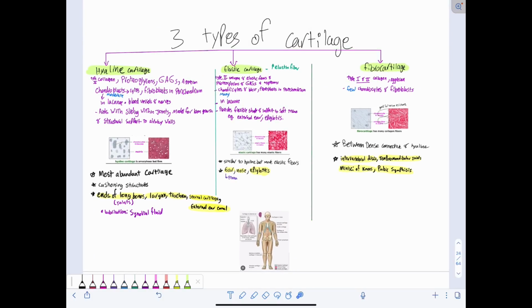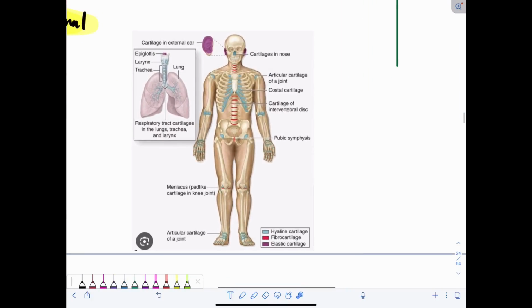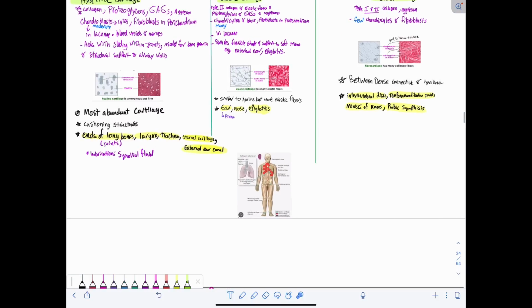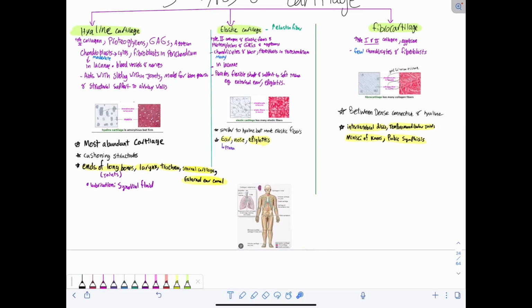So in the cushioning structure between long bones, so right here. Hyaline cartilage, you can find between the long bones, right? All these places that have hyaline cartilage, the blue, okay? And also the rib cage, the costal cartilages, are made up of this hyaline cartilage.